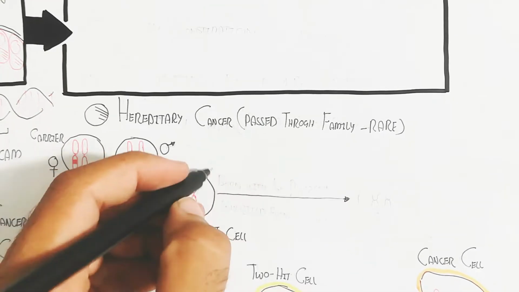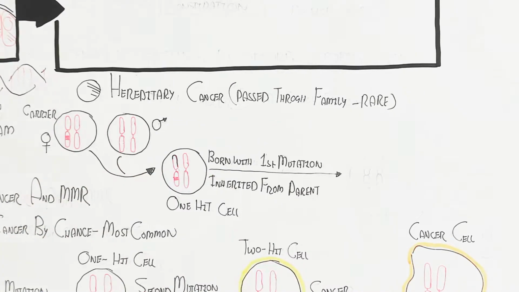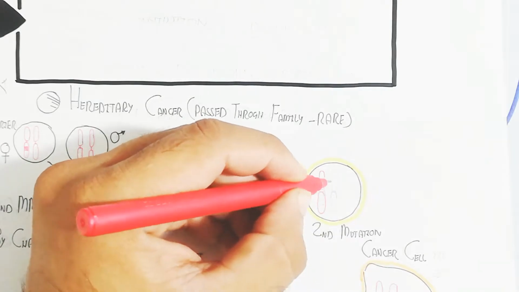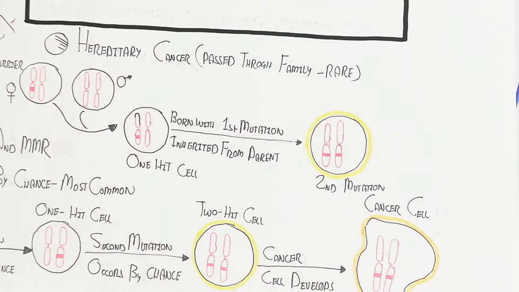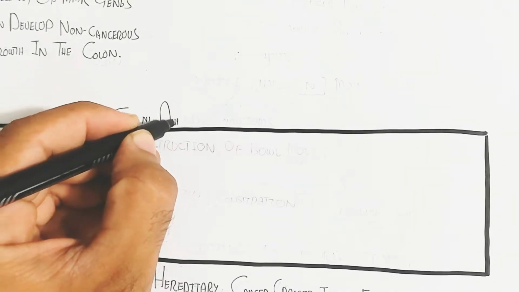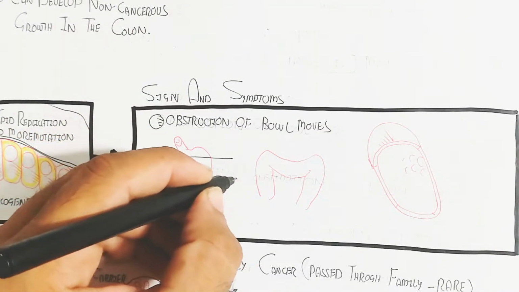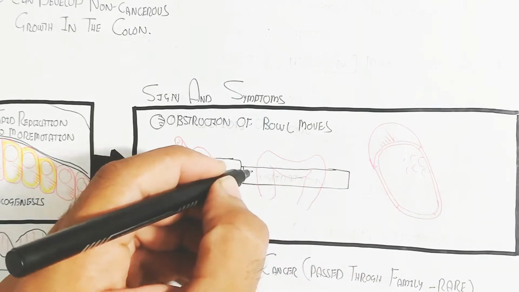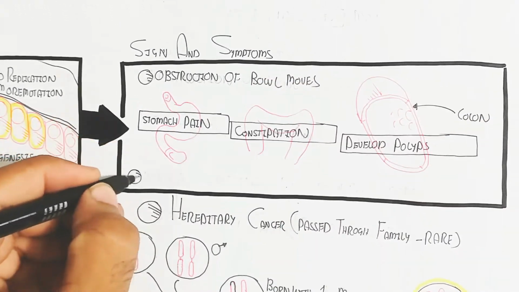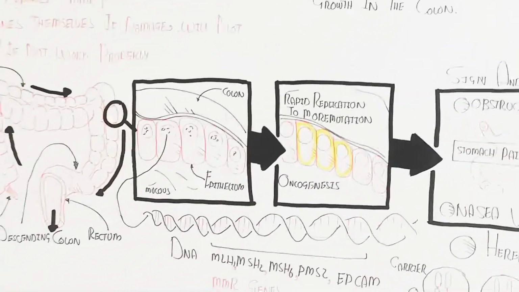The offspring is born with the first mutation, inherited from a parent, and the second mutation occurs after birth, during adulthood or at any age. The cancer cell forms due to the second mutation, with rapid proliferation and differentiation leading to oncogene activation, and the cancer cell leads to cancer or tumor growth. Anyhow, the signs and symptoms are obstruction of bowel movement, stomach pain, constipation, and gas obstruction, where gas is not released, and polyps develop, the polyposis formation in the colon. This is a benign tumor formation and leads to nausea, vomiting, discomfort, and abdominal pain.